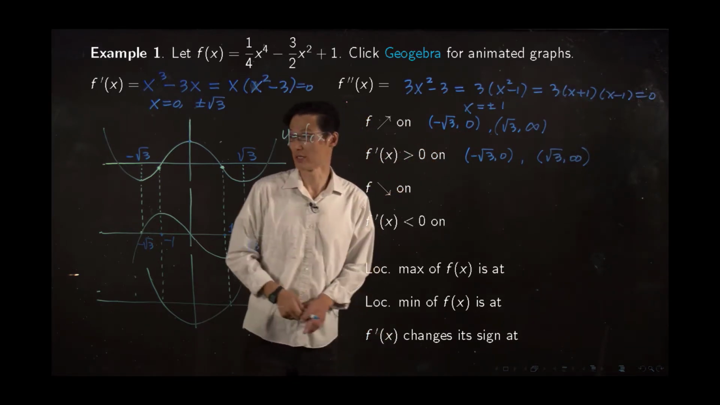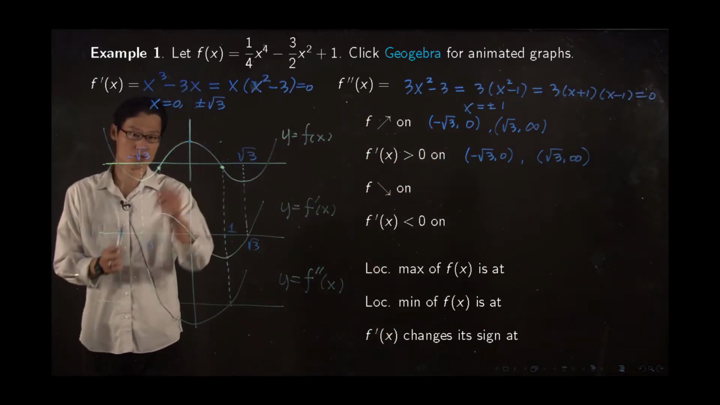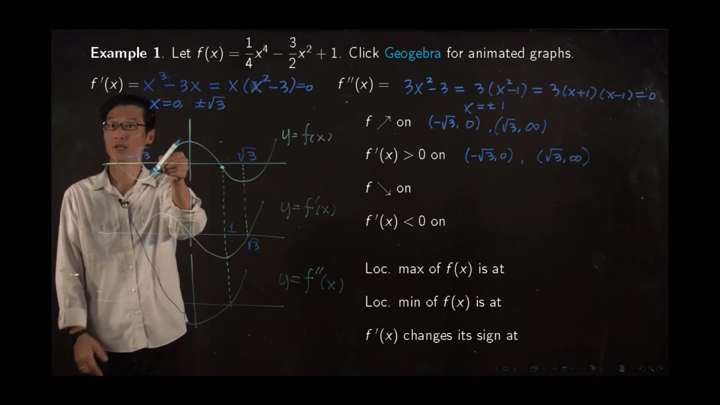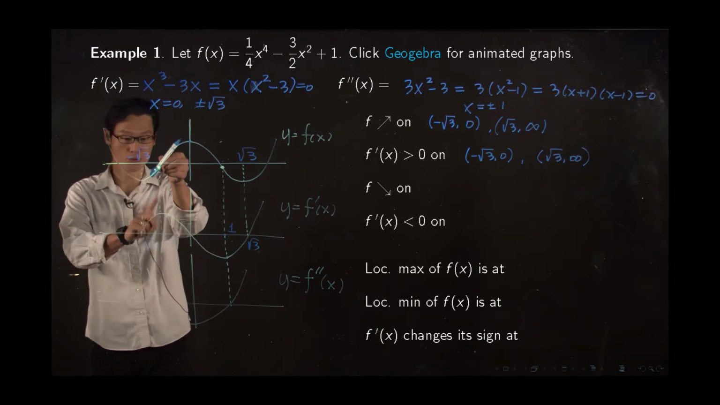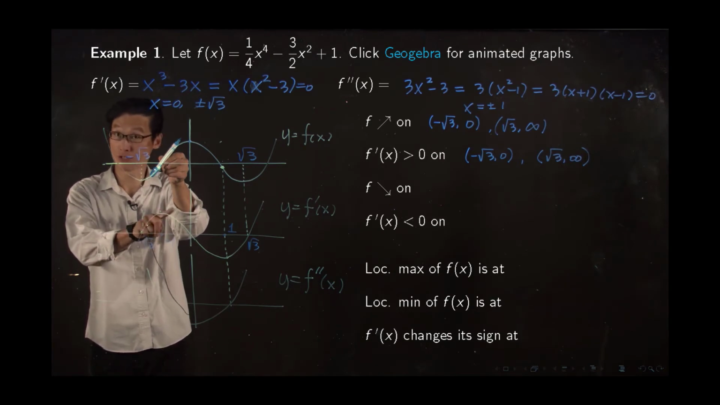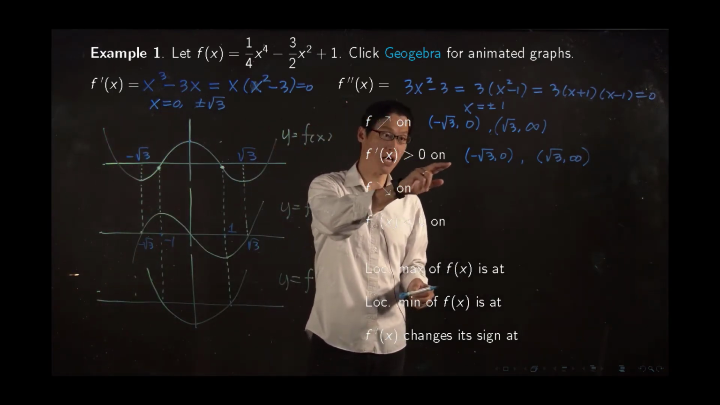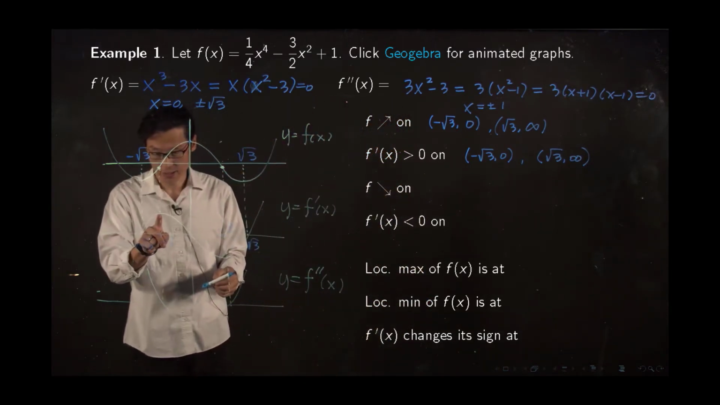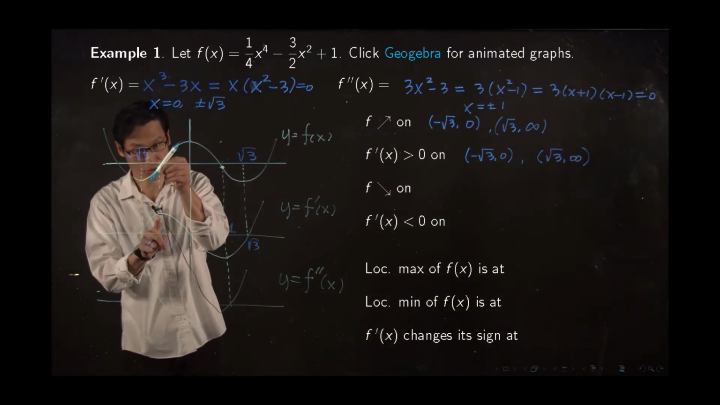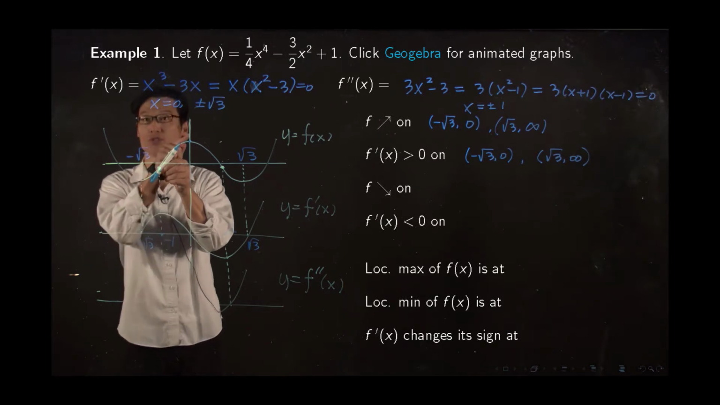That's not surprising. Whenever your function is increasing, the tangent line must be increasing like this. So f prime must have some positive value. Conversely, if your f prime is positive, then the tangent line has positive slope. That tells you your function is increasing.